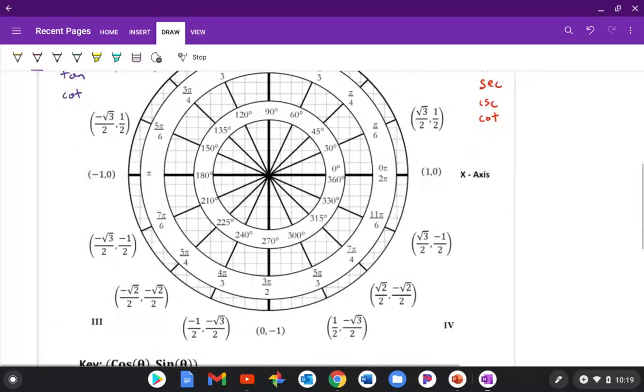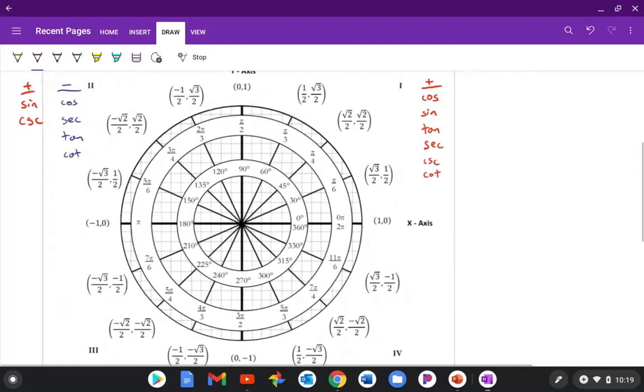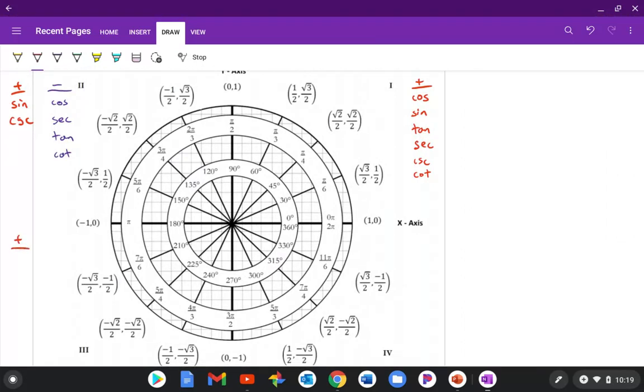And quadrant 3, positives, well, the x's are negatives and the y's are negatives. However, if the x and the y are both negative, it'd be a negative over a negative when you do tangent, so that would make the tangent positive, which means the cotangent is also positive. However, negatives, we've got the cosine, which means the secant is, and the sine, which means the cosecant is. So everything else is negative.